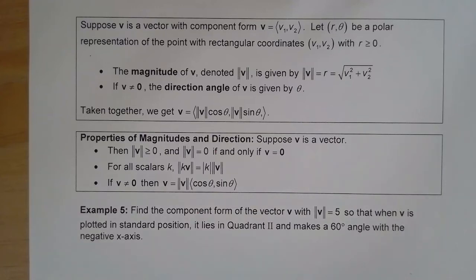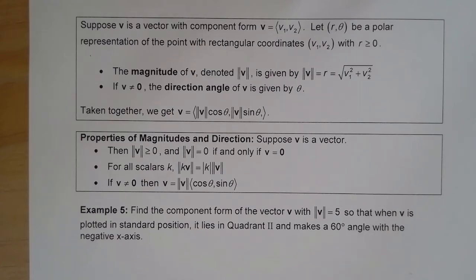Okay, so here's some other facts. If v does not equal 0, then the direction angle of v is given by theta. So this way we can take into account that vector v equals the magnitude times cosine theta, comma, magnitude times sine theta. This is nice because of all of our trig and everything, right?